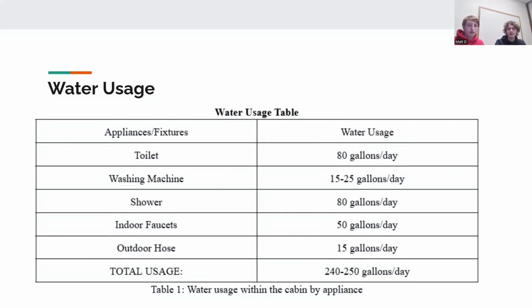The shower, which would be about 80 gallons per day. Again, this depends on how often or how long of showers the family would take, but we estimate an average of about 80 gallons per day between all 4 family members. The indoor faucets, which would also be providing drinking water, and as such is 50 gallons per day, and an outdoor hose, which we would estimate averages out to about 15 gallons per day. This totals to about 240 to 250 gallons per day.